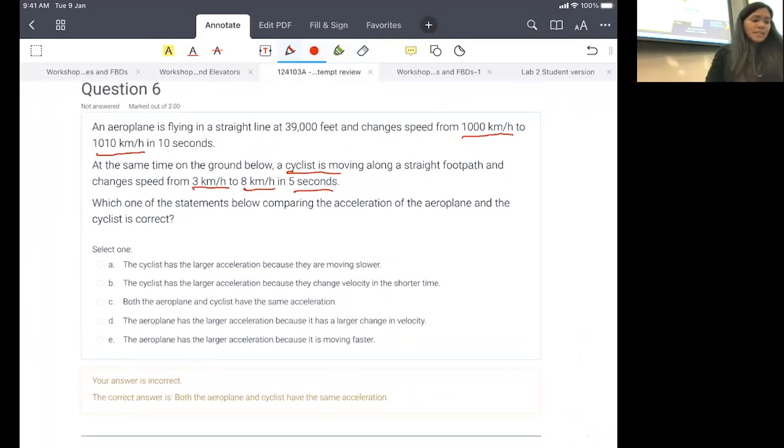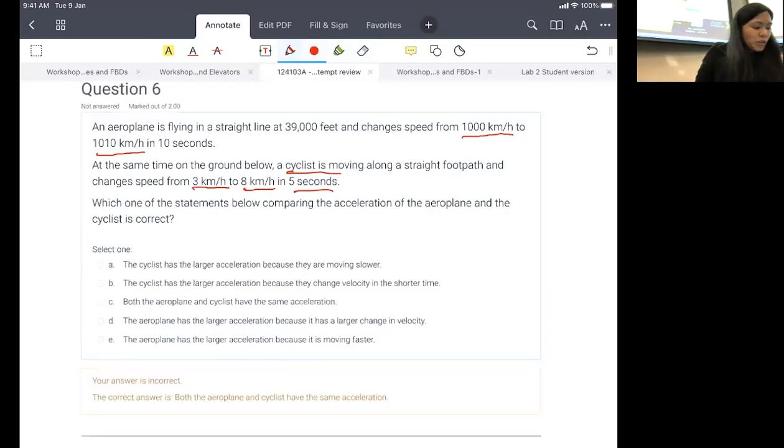Does the cyclist have a larger acceleration because they're moving slower, or because they changed the velocity in a shorter time, or do they have the same acceleration, or did the airplane have a larger acceleration? If you look at the choices, the tests will also be multiple choice, in a similar format to the mastery tests. So sometimes it's also a skill to try to eliminate what's not possible in the choices.